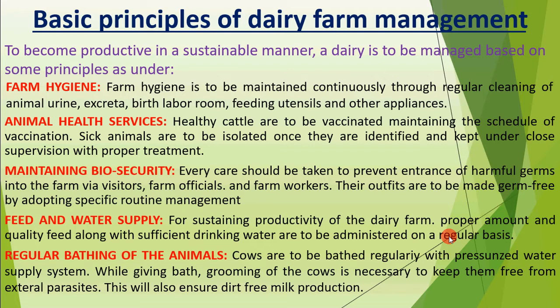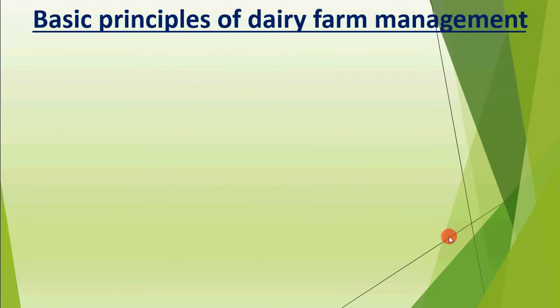Regular bathing of the animals. Cows have to be cleaned properly every day, and grooming the cow for horseflies or some flies. And if you do not give them regular bath, some parasites or extra insects like horsefly, then lice, this type of mites, this type of animals will go inside the milk straight away. So you have to wash the animals regularly for removing these external parasites.